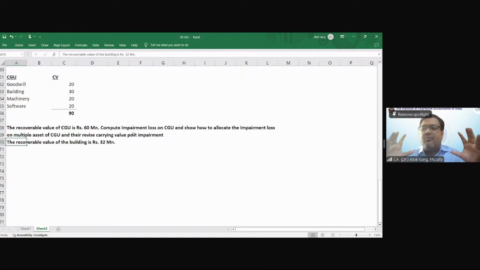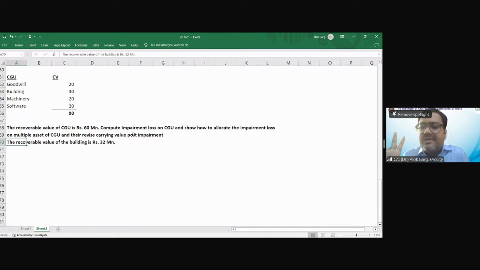Suppose there are 5 machines in a group, and for one machine you can work out the fair value. That machine has a recoverable value. But the other 4 assets do not have a recoverable value, and that is why these 4 assets are clubbed with this machinery to make it a group of assets, a cash generating unit. Correct? This is clear to everyone, na?